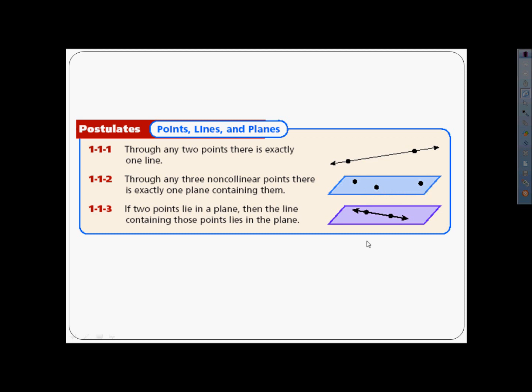The third one says, if 2 points lie in a plane, then the line containing those points lies in the plane. So this one says, if you've got 2 points that you draw on a sheet of paper, and if you draw a line connecting those 2 points, then that line has to be on that plane, on that paper where you drew it.